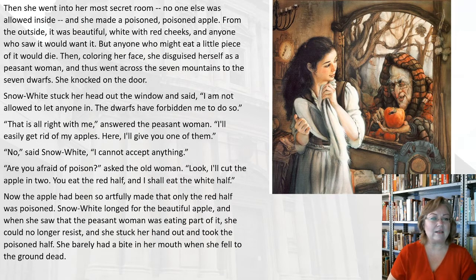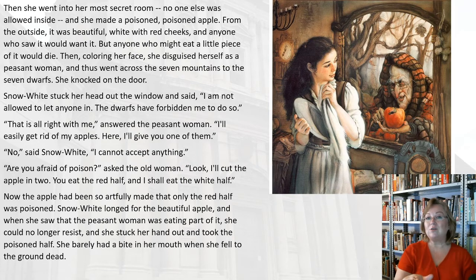"That's all right with me," answered the peasant woman. "I'll easily get rid of my apples. Here, I'll give you one of them." "No," said Snow White, "I cannot accept anything." "Are you afraid of poison?" asked the old woman. "Look, I'll cut the apple in two. You eat the red half, I shall eat the white half."